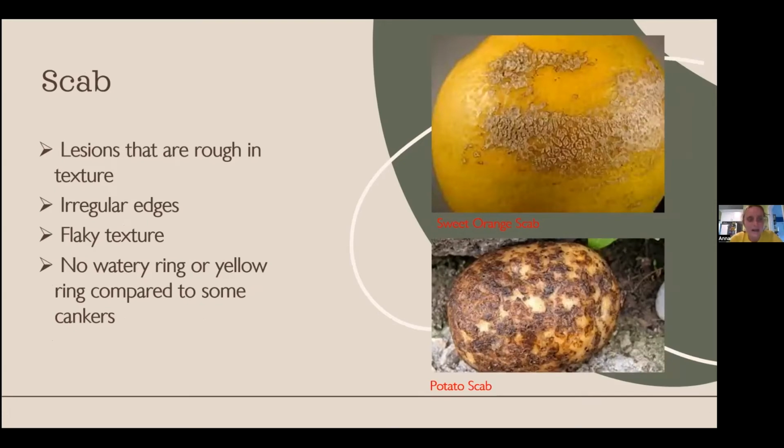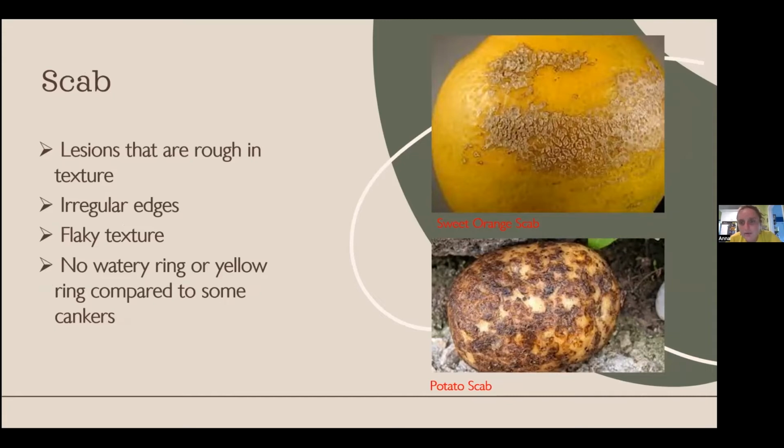Next up is scab. These are kind of like cankers, but the lesions are very rough in texture, almost like scabs that you'd get if you skinned your knees. There's irregular edges to them. They tend not to be circular like we see in a lot of blights or cankers. Flaky texture. There's no watery ring or yellow ring around this infected material, which is how a lot of cankers will show up and present.